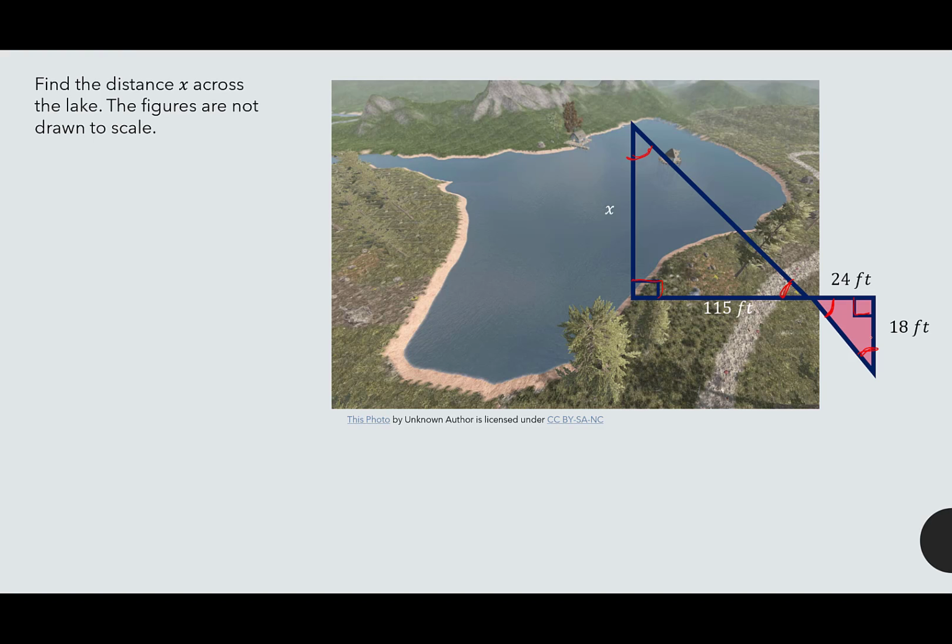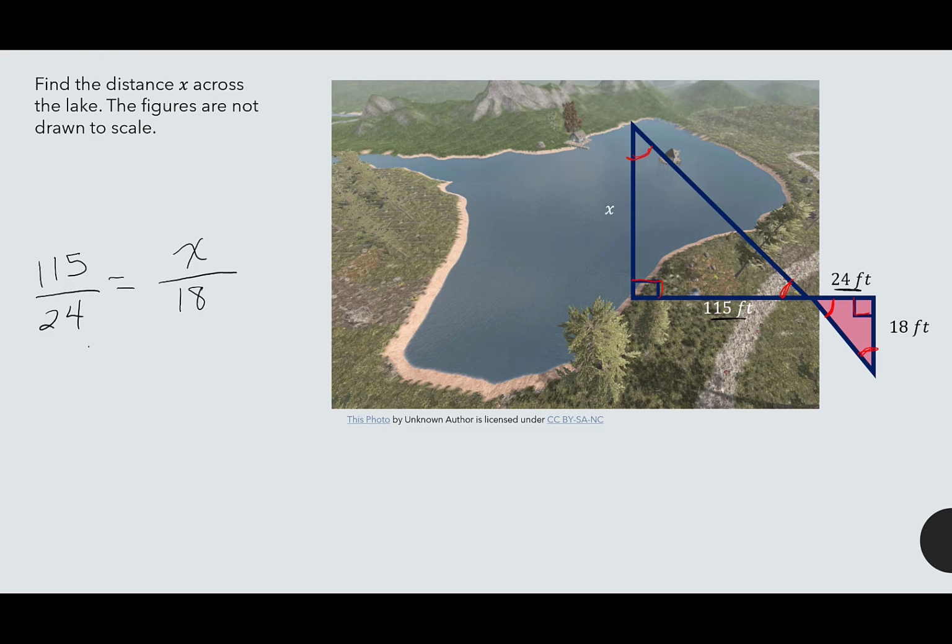So what we have to do is line up what corresponds to what, and what do we know? So what I'm going to look at is this 24 compares to the 115. I'm going to put the big one first. I'm going to say 115 compares to 24, so the big to the big, and I drop the units because they're the same and they would cancel. And that would be equal to, well, from the big triangle, I have x. From the little triangle, I have 18. Again, they should both be in feet.